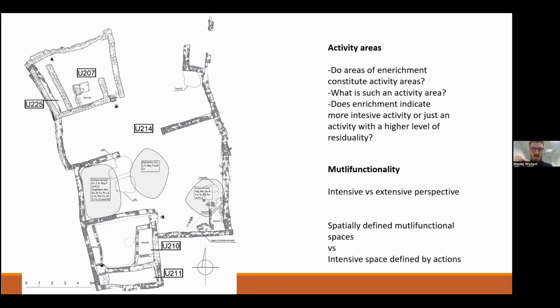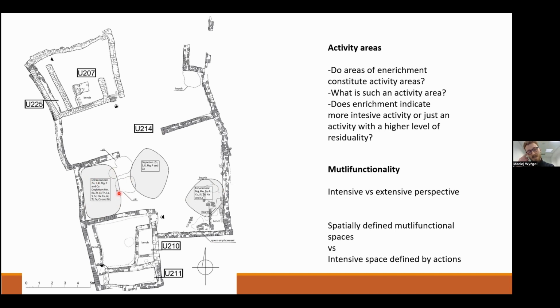High values of elements over vast areas of house compounds and macro remains, such as pellets of animal dung, tools, and other objects, suggest that most of the areas experienced some activities, but they were concentrated in these areas of enrichment. So yeah, it doesn't mean that the rest of the courtyard was not used. I think it just means that the activities with high residuality concentrated in these two areas, for instance.